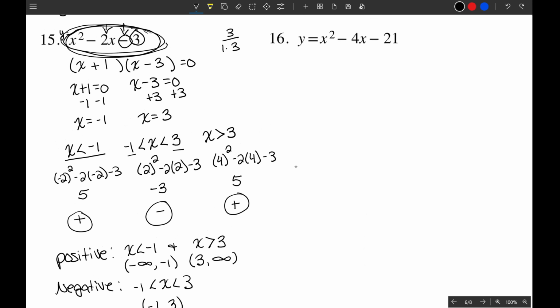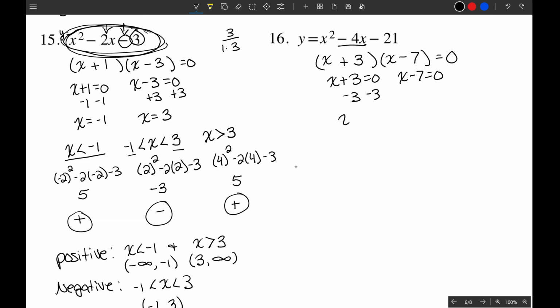All right, so let's check out number 16. Again, we're going to factor to figure out where our zeros are. We have a positive and a negative, an x, and 2 numbers that multiply to make the 21 that will subtract to make 4 is 7 and 3, and I need a negative 4, so 7 will be negative and 3 will be positive. I'm going to set those factors equal to 0 and solve. So I end up with negative 3 and positive 7.